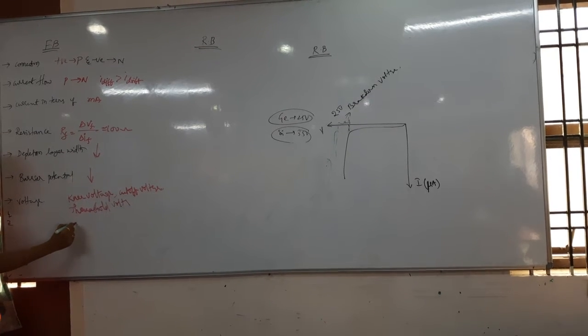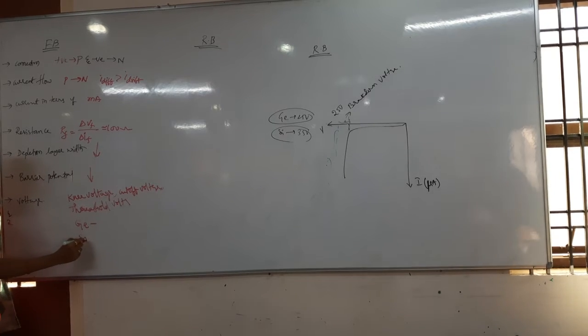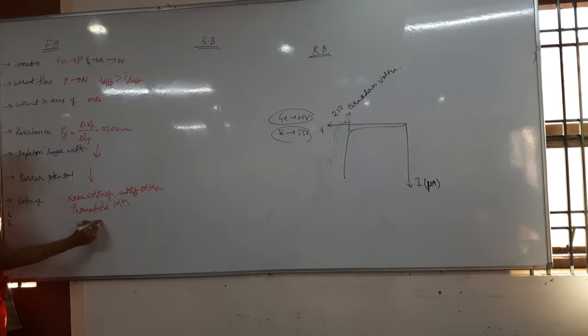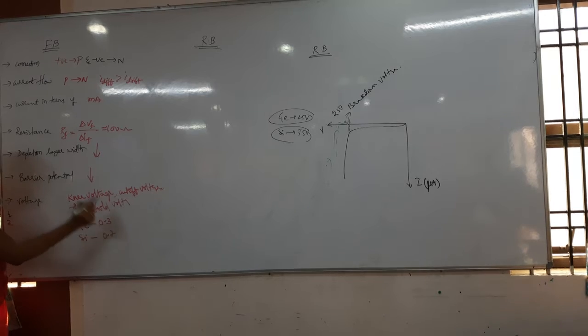Threshold voltage. This value for germanium is what? Germanium and then silicon. Germanium is 0.3, silicon is 0.7.